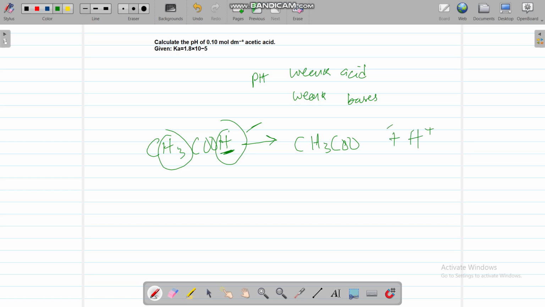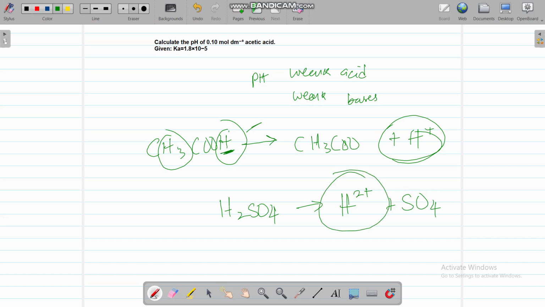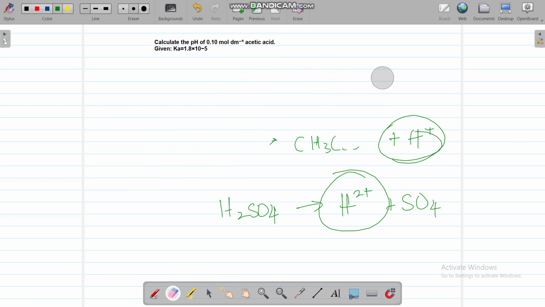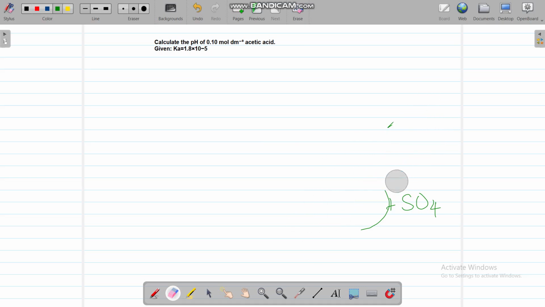So that means this is a weak acid, compared to when I have H2SO4. If I dissociate H2SO4, I will have 2H+ plus SO4 2-. Why? Because hydrogen completely ionizes in water. So that's the explanation for weak acids, and then we would be walking through how we find the pH of weak acids. So let's start with that.